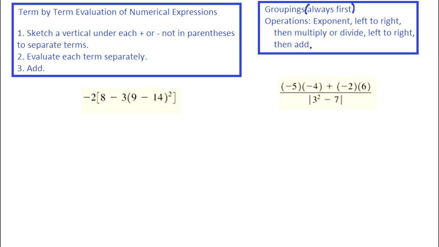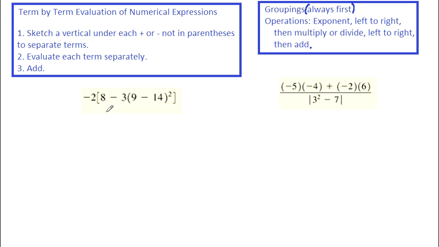Okay, both of these have something in common. When I look at this first one, I see a subtraction right there and a subtraction right there, but they're inside grouping symbols. So this one is all one term. And so is this one, because the fraction bar is a grouping symbol. It groups all of the numerator together and then all the denominator together. So we're out of luck there.